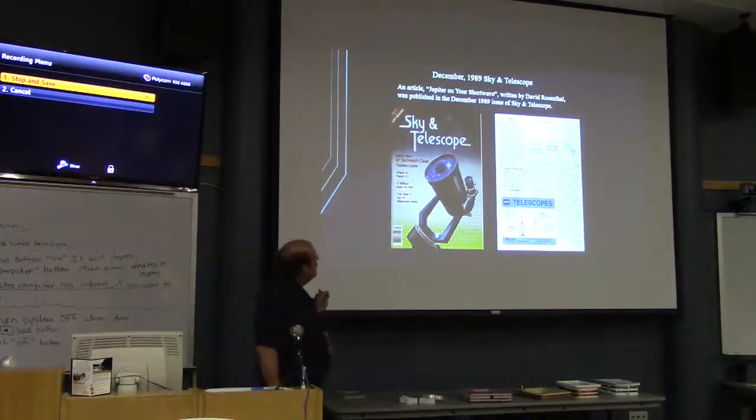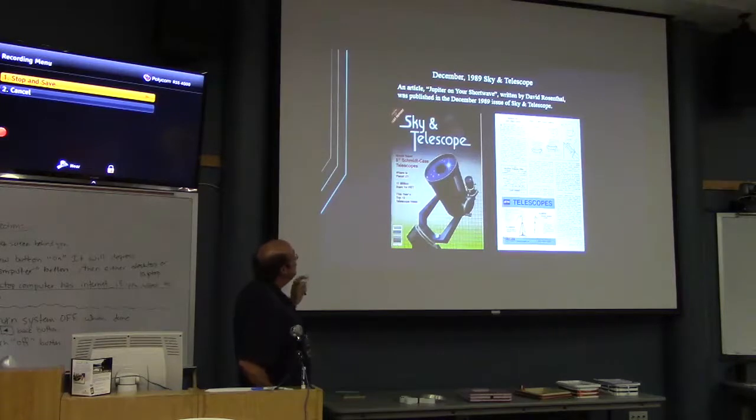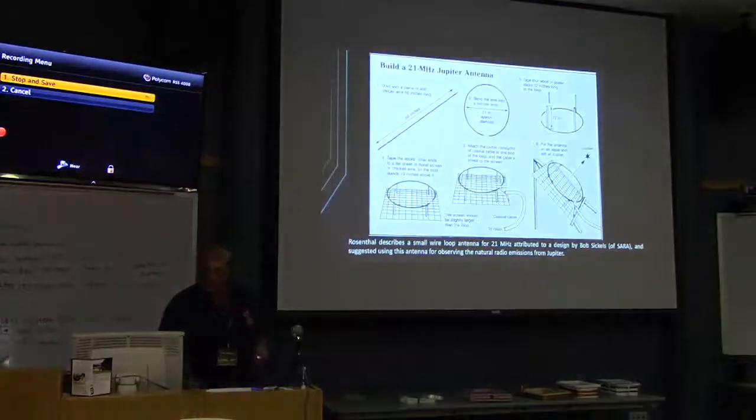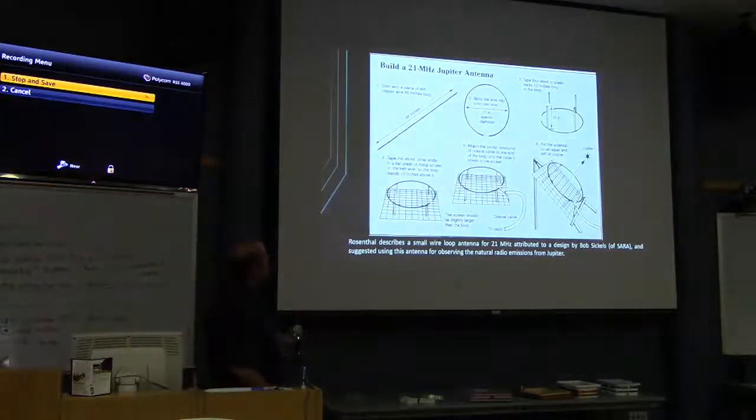This is the article that showed up in Sky and Telescope in 1989, December issue. And it was one page, and that's right here. And this is the antenna right here that has been a thorn in our side. And that's a blow-up of the picture.